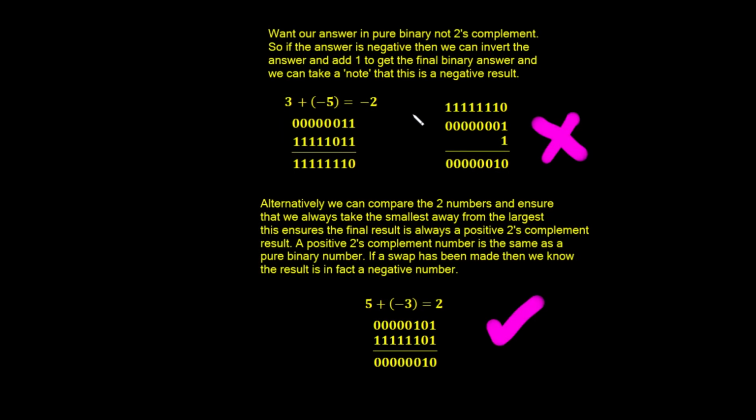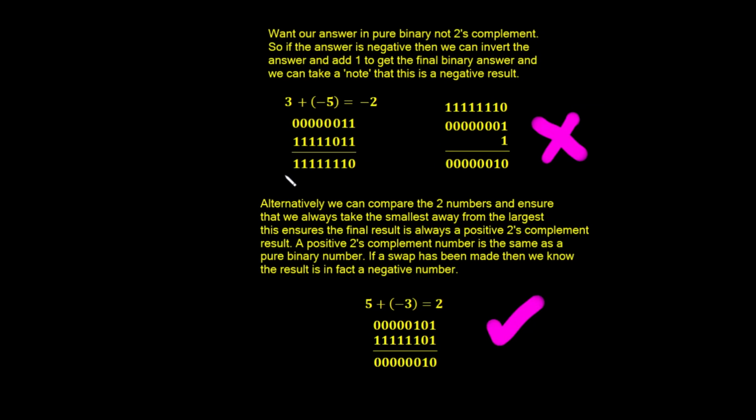So let's say we do this example here, where we've got 3 minus 5. That's going to end up with a negative number. So it's 3 plus minus 5, which is equal to minus 2. This is the number for 3, which is the 2's complement number, which is exactly the same as the normal binary. And this is the number minus 5 in 2's complement. And when we add them, we get the number minus 2. Now note, this answer here is in 2's complement.